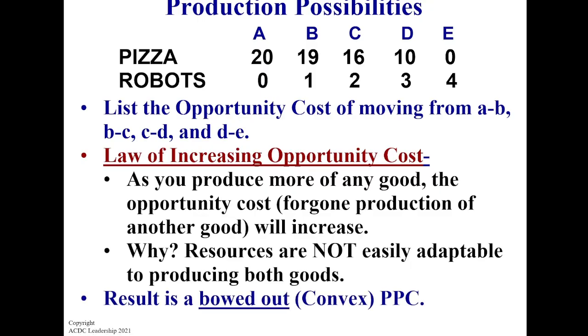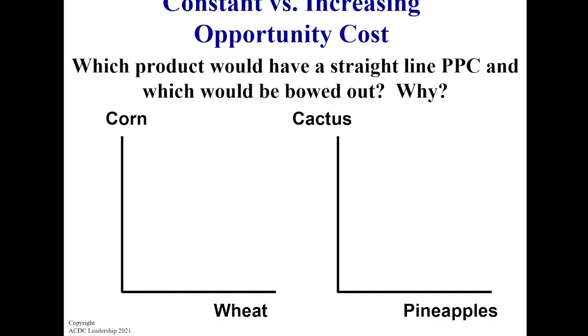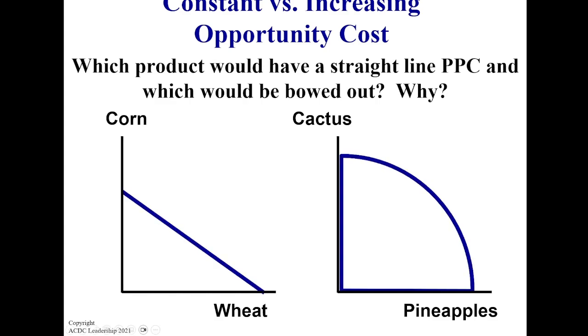So the result is a bowed out, right? We'll have a convex PPC, which will be a curve. So, for example, if we have corn and wheat, we're using the same land. There's no new technology, so it'll just be a straight line, because they're two similar types of goods. But if we're considering a cactus versus pineapples, these are two goods from completely different categories. So typically these will be a bowed out PPC versus one like this, which is just a straight line PPC.